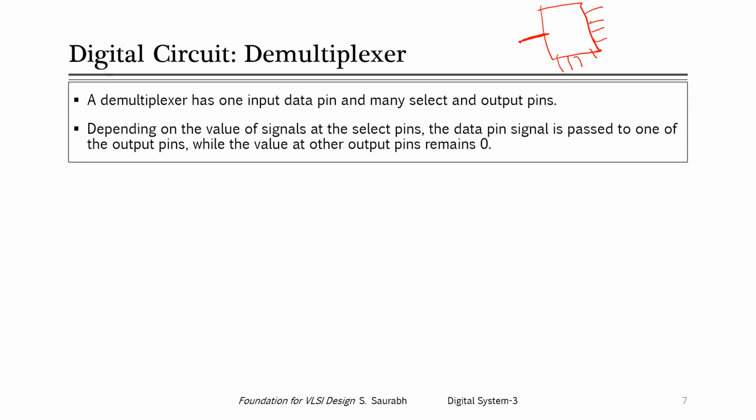So depending on the value of the signals at the select pins, the data pin signal will be passed to one of the outputs. So one of the outputs will get the value of the data, right? And the lines which are not receiving the data will get a value of 0, that will remain 0. So this is the functionality of a demultiplexer.